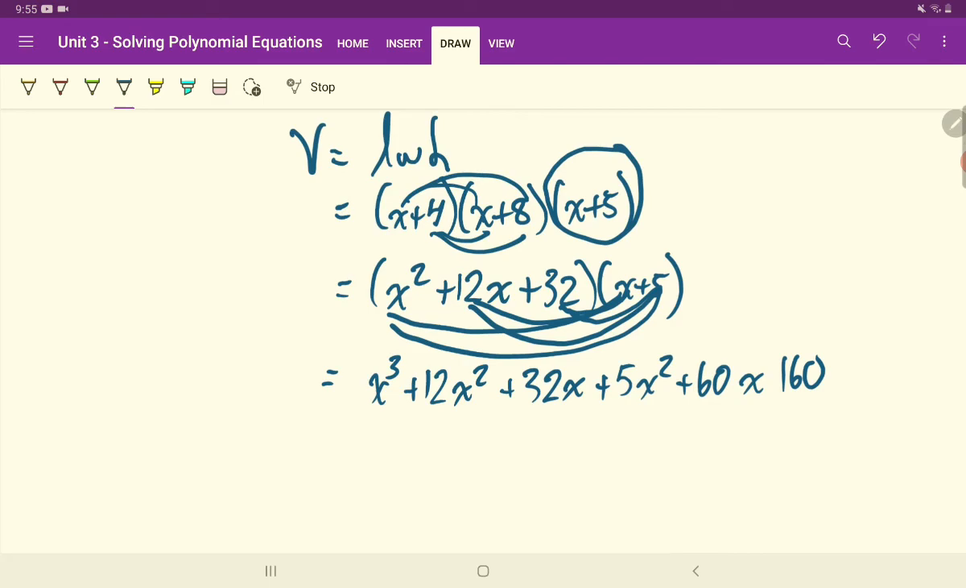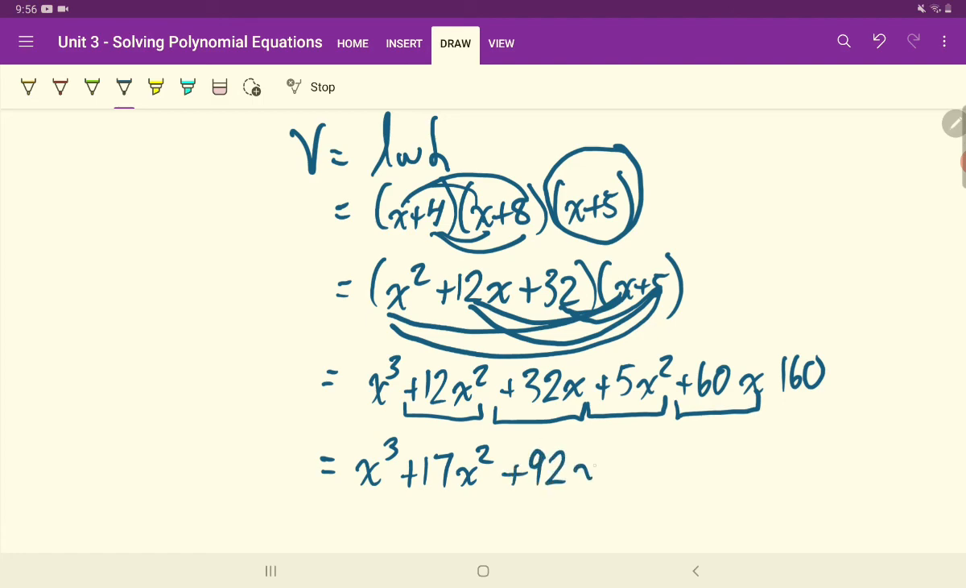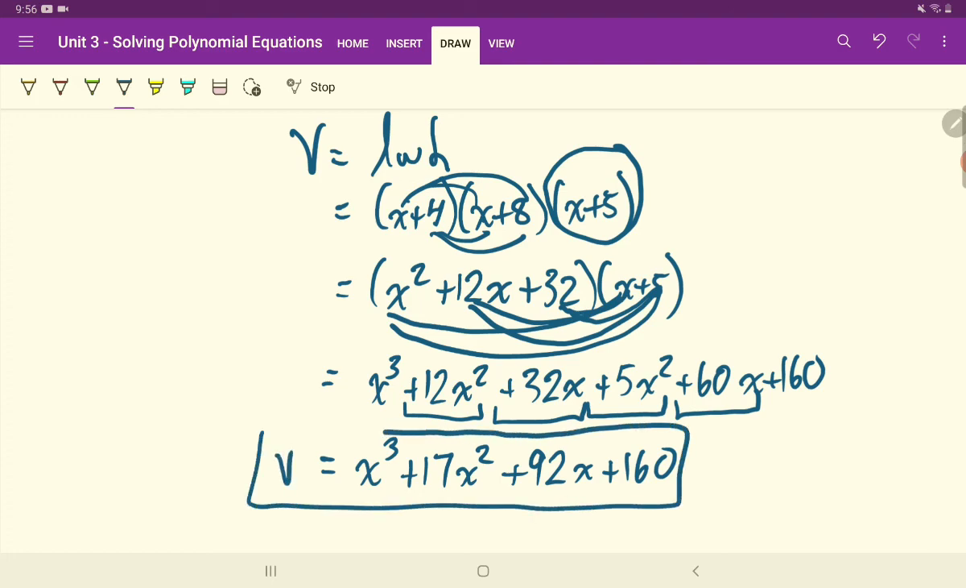Collect like terms. So what do we got here? I've got 12x squared there, but only a single x cubed, so it's going to stay the way it is. 12x squared plus 5x squared is positive 17x squared. Positive 32x plus 60x is plus 92x. Oh, I forgot to put a plus sign there. And then your plus 160. And there you have your simplified expression for the volume.